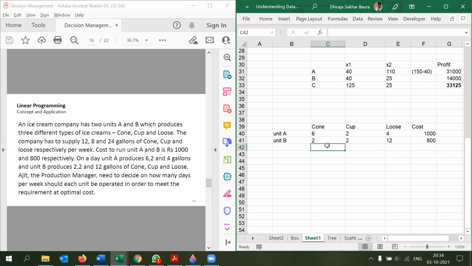A plus B equals to, we need to write one more like below unit A and unit B. Unit A plus unit B, which is 12, 8, 24. One second. And let me ask you the question. How much of cone you have to supply? 12, 8, 24. That is not objective. There is a constraint.